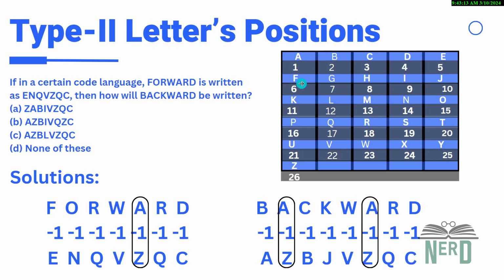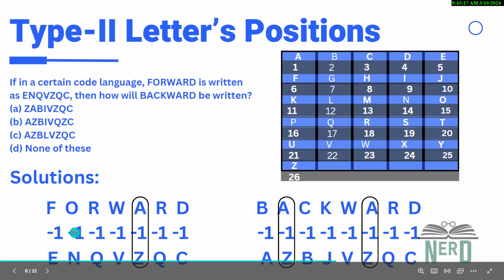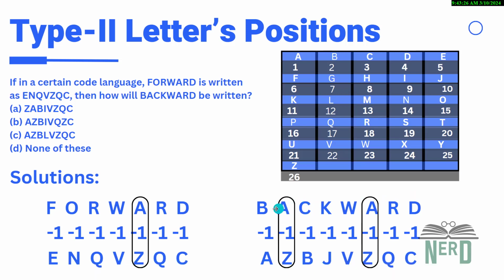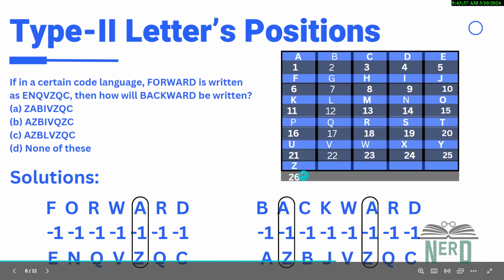You see, if you -1 from F, you'll get E, right? Same. So it's kind of following the same pattern here. You can just follow and you will get the same answer. Like suppose here backward is written, if we -1, we'll get A, right? And exactly the same. The trick is here, like A, if you -1 from A, you'll definitely get Z, right? Because it's going back.